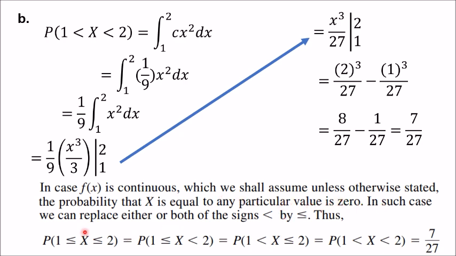In such case, we can replace either or both of the signs less than by less than or equal to. In these symbols, because this is continuous, we can replace them with equal to, like this. It is the same. We can make both less than or equal to, or just the left or the right one, or none at all. As long as it is continuous, the three are the same. And still, the answer is 7 over 27.